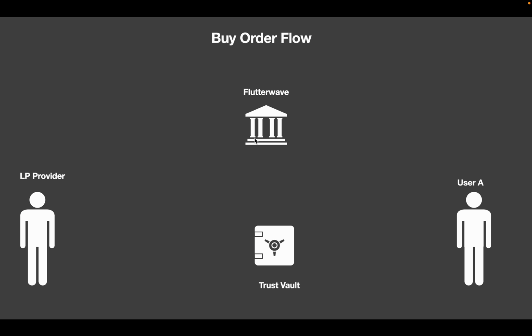Now, what the liquidity pool provider needs to do is just to set up an account with Flutterwave and then deposit the fiat into Flutterwave. He gets an API key that he will use to link the Flutterwave with the escrow.